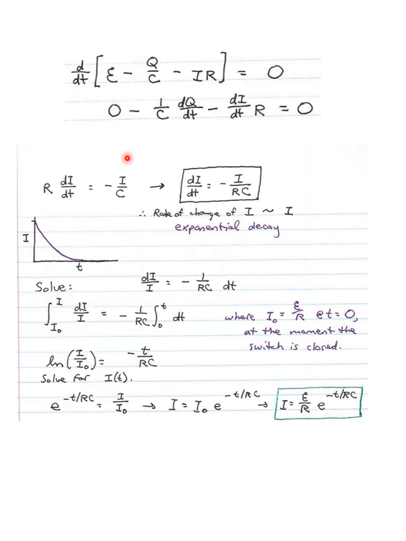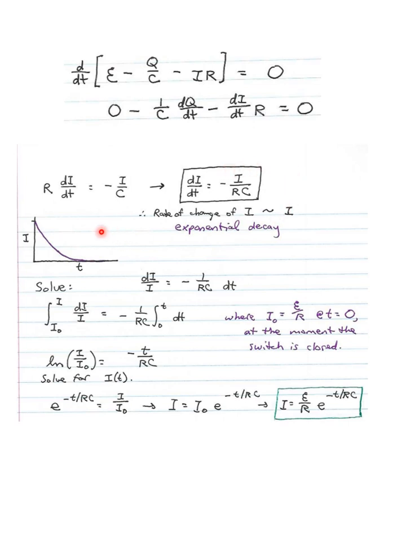So this is something new for us in this class. Before, we've just turned on the switch and there was steady current. Now we've got a time-changing current. The rate of change of current is proportional to the current itself. And that negative sign there means it's exponential decay.